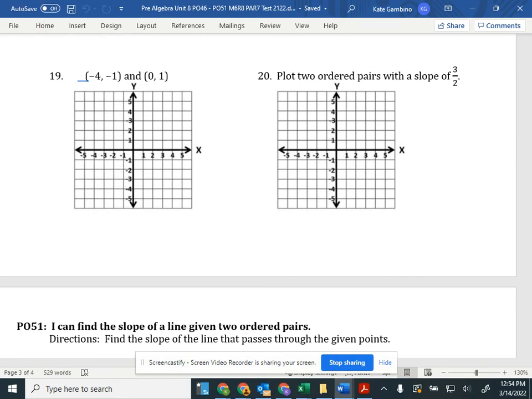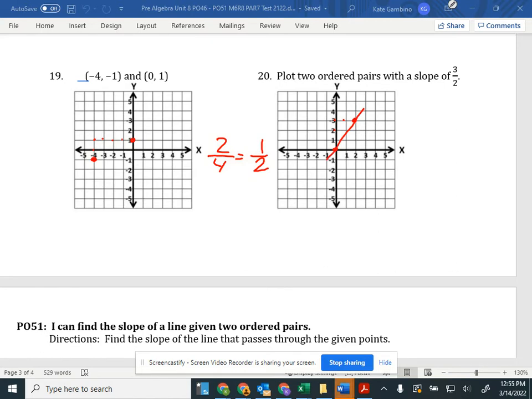Here we have -4, -1, 0, 1. So we go up 1, 2. And we go over 1, 2, 3, 4. And we simplify. And it's a half. Now it says plot 2 ordered pairs with a slope of 3/2. I started right here at 0, 0. I went up 1, 2, 3 over 2. And there we go.